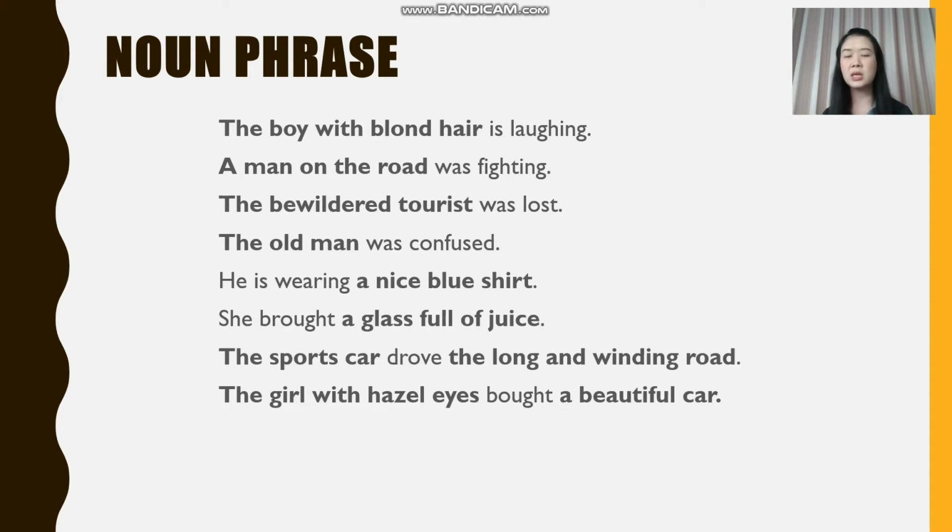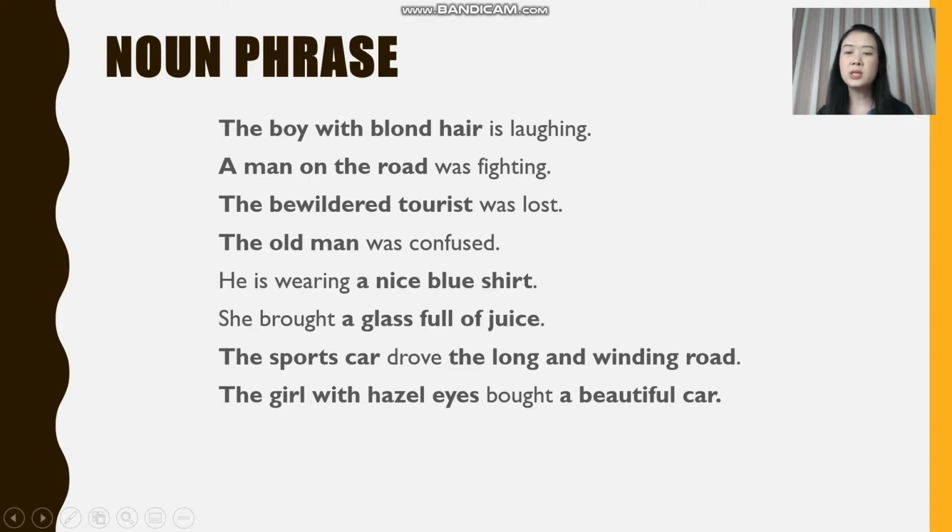Okay? But if you see the third one, the bewildered tourist was lost. Where is the head word for this phrase? That's gonna be the word tourist, right? The bewildered, that is the adjective to modify the word tourist. And in this case, the head word will be on the rightmost. Okay? Because without the preposition phrase, the head word of the noun phrase will be on the right.